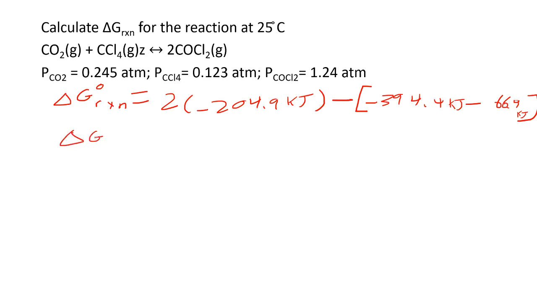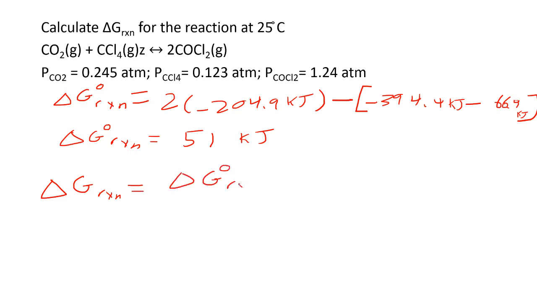And we're going to get that the delta G, so under standard conditions, our delta G value is equal to 51 kilojoules. Now this is its standard, which if it hadn't given us these pressures, just ask for standard, you'd be done. But on the other hand, I need to solve for delta G reaction now. And that's going to be equal to delta G at standard conditions plus RT ln Q.